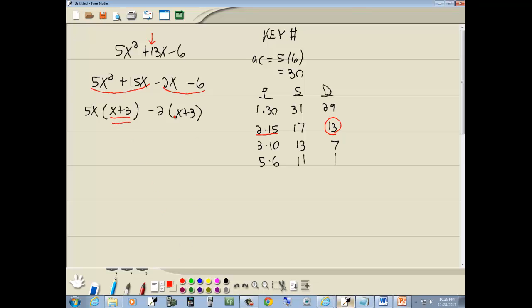Now, our goal was to get this parentheses the same as this one. So they're both x plus 3, so I can factor that out in front. And to decide what goes in your second set of parentheses, you can cross out the x plus 3's now. And what isn't crossed out is what goes over here, which would be 5x minus 2. And that's our answer.